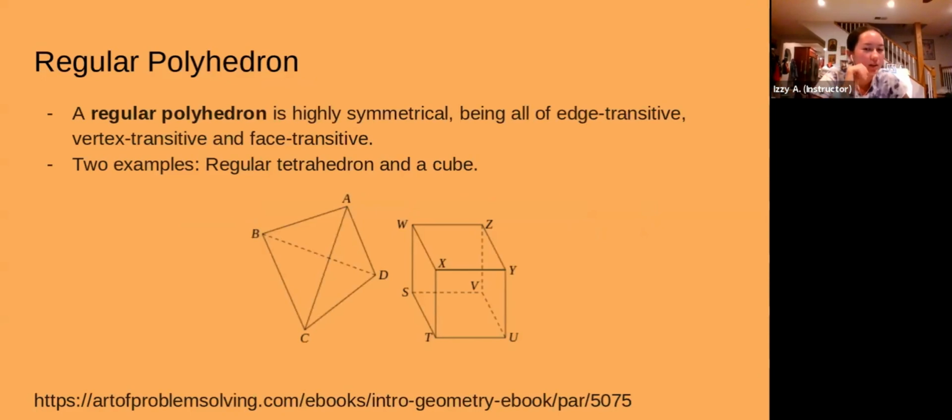So a regular polyhedron is highly symmetrical, being edge transitive, vertex transitive, and face transitive. So for example, there'll be a regular tetrahedron and a cube. So the faces are all equal length. The vertices are all going to be equal measurements, or the angles, and then the edges will all be the same, so everything is going to be equal to each other. So that's what a regular polyhedron is. It's like a regular polygon, but you apply 3D characteristics to it.